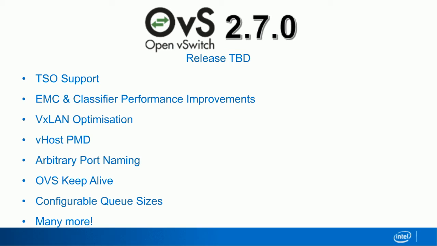Another feature we're looking at is the OVS Keep Alive, essentially a method for monitoring the health of a switch and to determine if any problems have occurred. So for example, if a core was lost or if a thread died. So it's an important feature for service assurance that's also being worked on for 2.7.